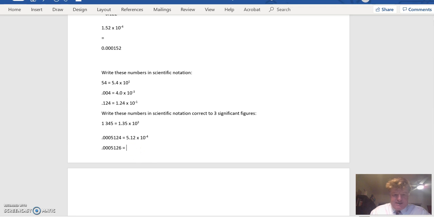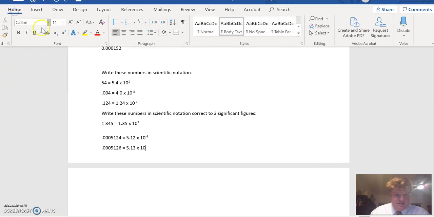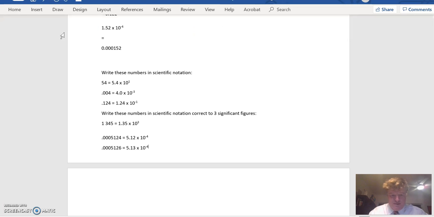Now, this is interesting because it looks like almost the same number with a difference at the end. So we're going to go to 3 significant figures, 5.12. In this case, the number after the 2 is the 6, so we round that up. It's going to be 5.13 by, and we've already done this maths, we can do it again here just to double check, 1, 2, 3, 4, by 10 to the minus 4. So even though the numbers are the same to the third figure, it's the rounding of the significant figures that makes a difference.